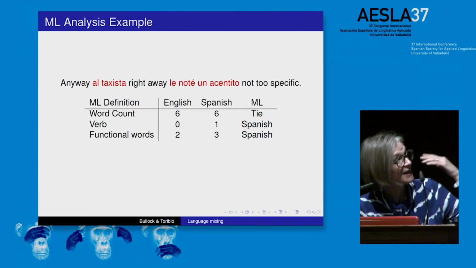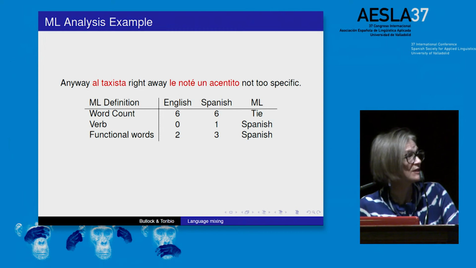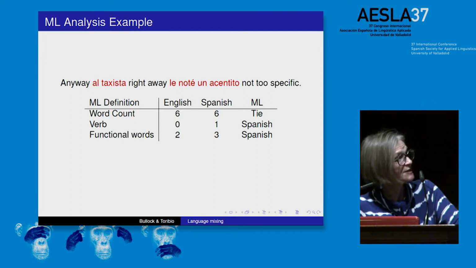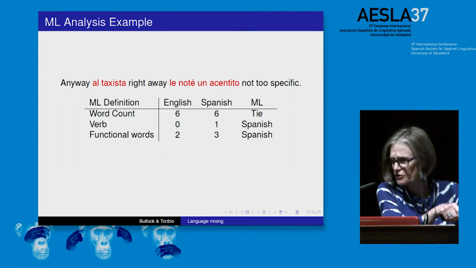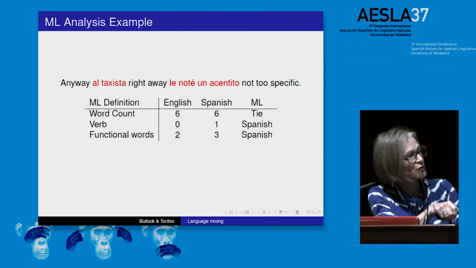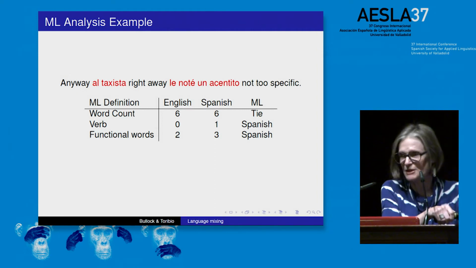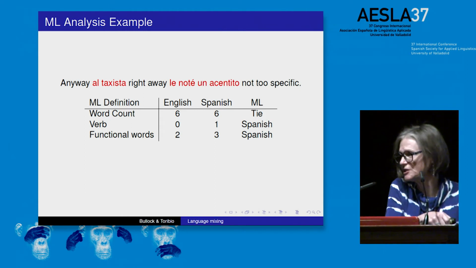So if we take again the sentence that Jacqueline showed you before, the one that's more mixed of the two sentences she used as an example, you can see that in terms of word count, there are 6 words in English and 6 words in Spanish. So there's no clear matrix language with regard to word count. But there's one verb in Spanish and none in English, so according to that, Spanish would be the matrix language. And then the functional elements are a little bit split, but still there's more in Spanish than English.